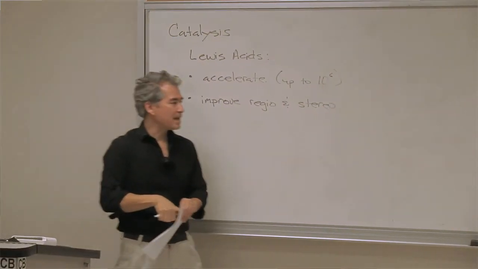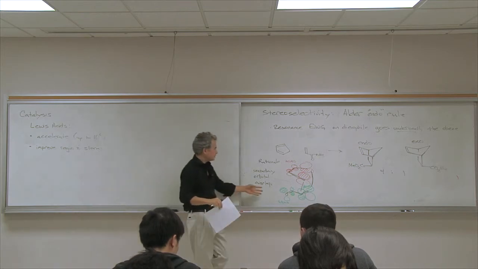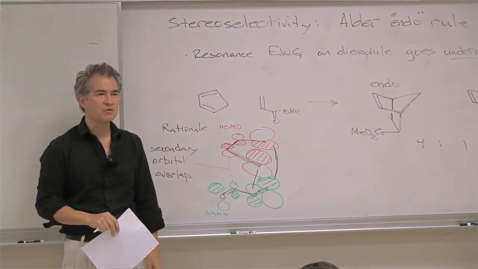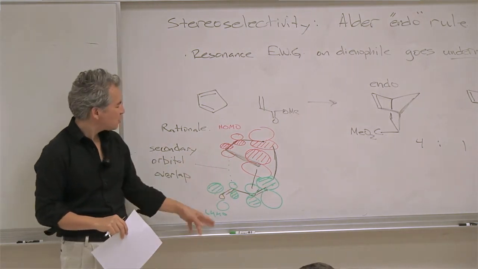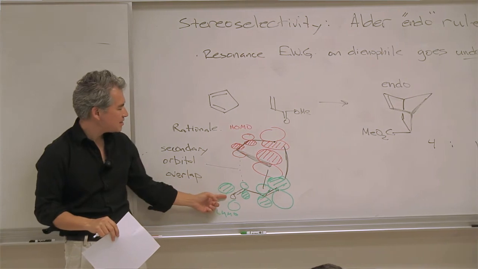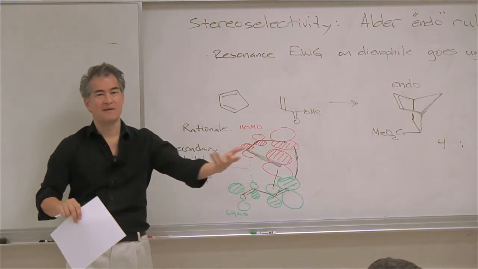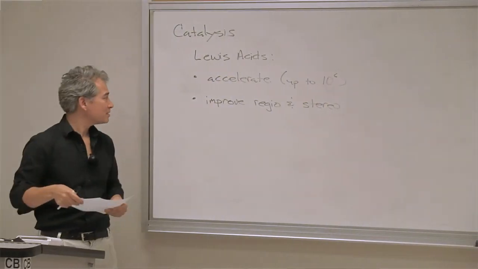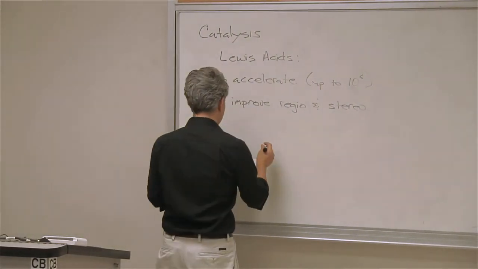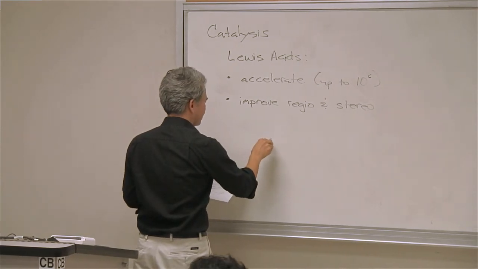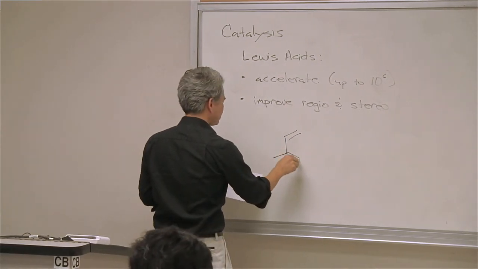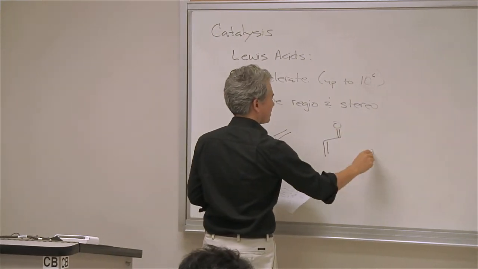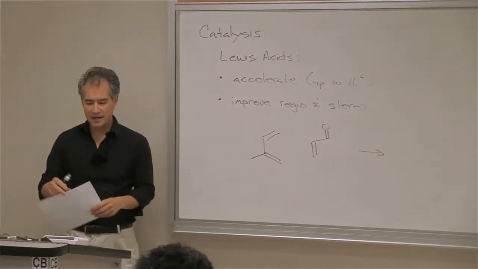All of the arguments that I'm making right here about secondary orbital overlap or that ortho-para rule and how you can use resonance structures, all of those arguments will be more powerful if I coordinate a Lewis acid to the enone, which will magnify the differences in the shape of the frontier orbitals. So let's go ahead and draw out some reactions so we can compare the effects of catalyzed and uncatalyzed. So I'm going to start off with this very simple pair of diene and dienophile.